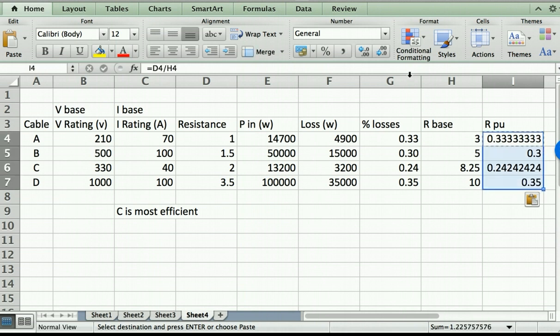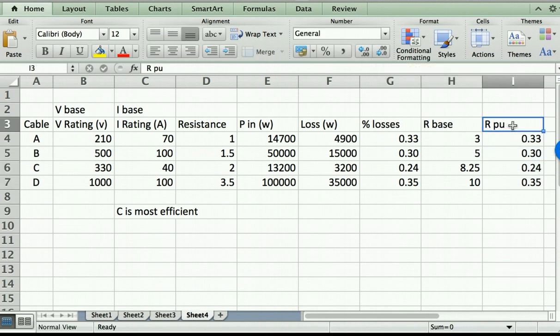So again, let me adjust the decimals. Now you notice that the R per unit is nothing but percentage losses. So when you calculate the per unit impedance of any equipment, indirectly you will know what the per unit losses in that equipment are. So if it's a resistance element and you see 0.24 is the per unit ohms, or the per unit resistance of that particular cable C, therefore it will cause 24% losses.